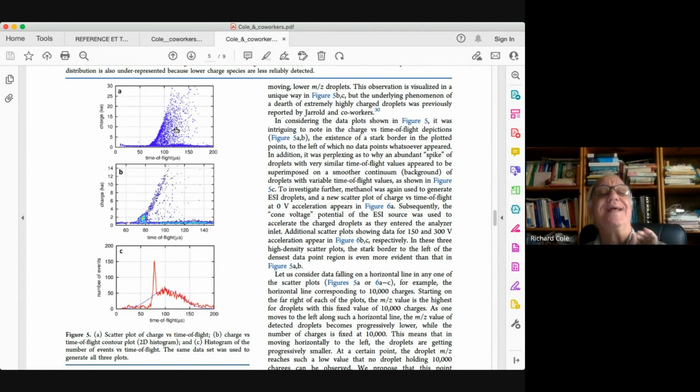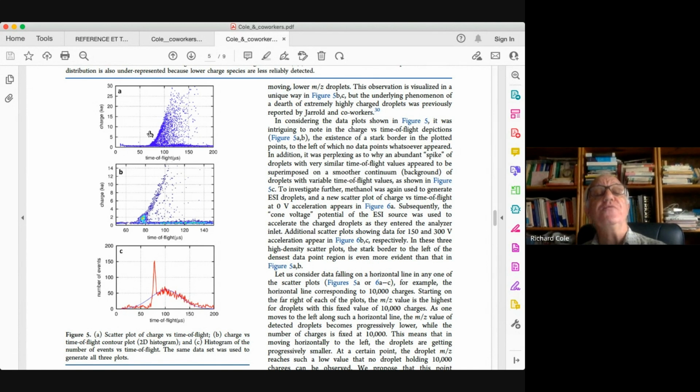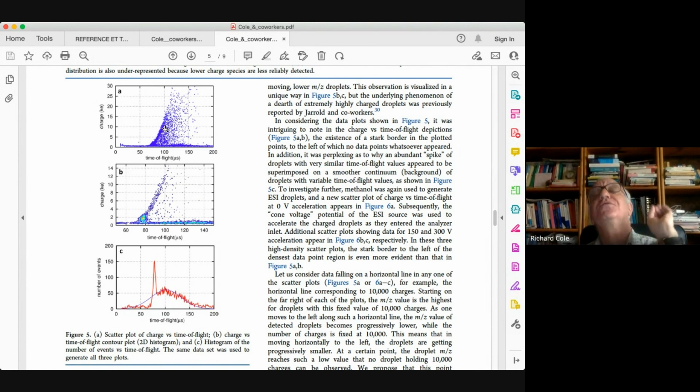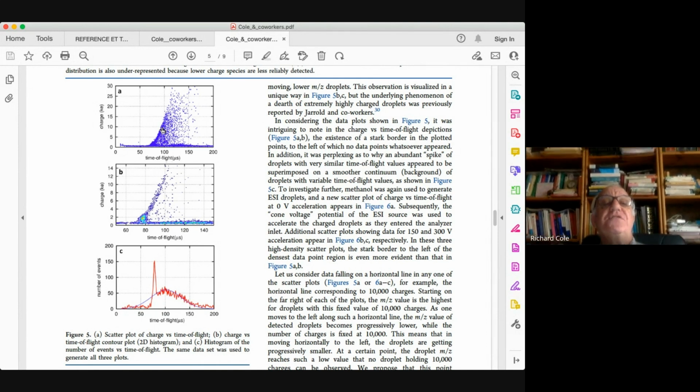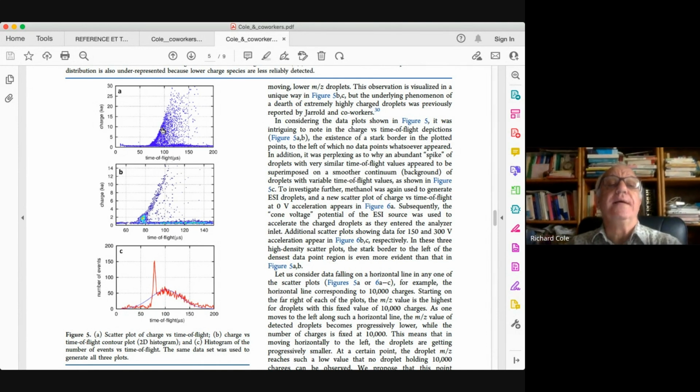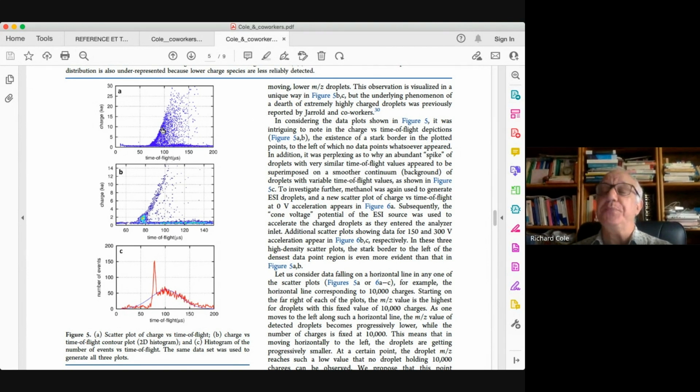That all hold exactly 10,000 charges. But if we keep going, we reach a point here, a certain droplet size, beyond which we see nothing. We realize that this stark border here corresponds to the so-called Rayleigh limit of charging. That means a droplet now with 10,000 charges has gotten so small that if we go any smaller, there's going to be a so-called Coulomb fission event, a droplet explosion.